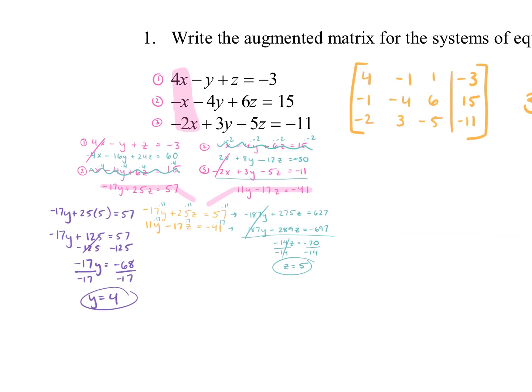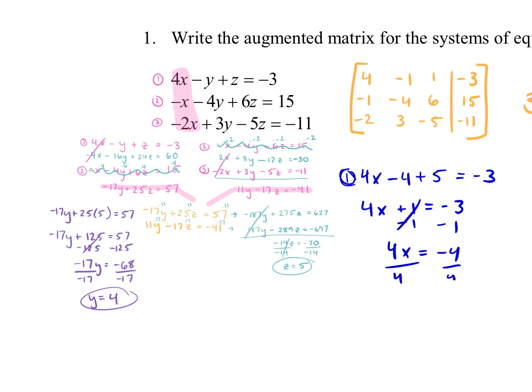Last step, we still need to find x. So let's plug it into one of our original equations. It doesn't matter which one. I would recommend the one with smaller numbers, but they've all got about the same size. Let's plug it into the first one. So we have 4x minus 4 plus 5 equals negative 3. So 4x plus 1 equals negative 3. Subtract 1 on both sides. 4x equals negative 4. Divide by 4, x equals negative 1.